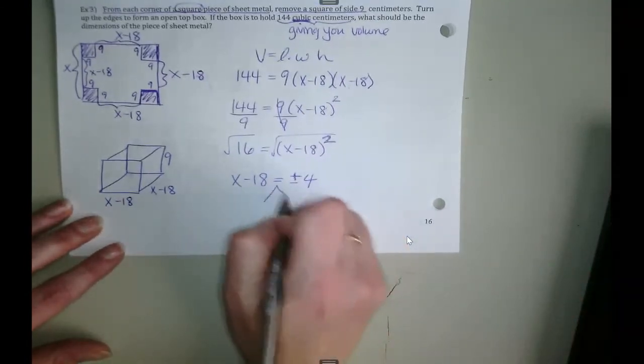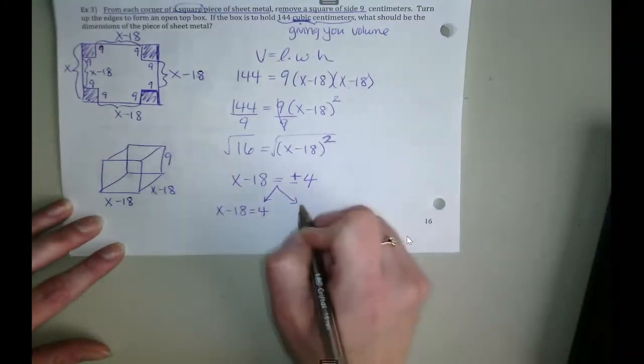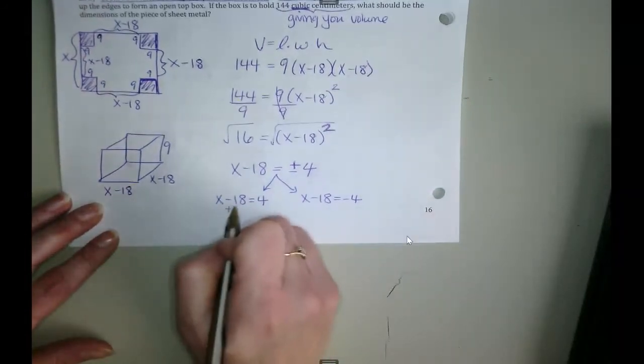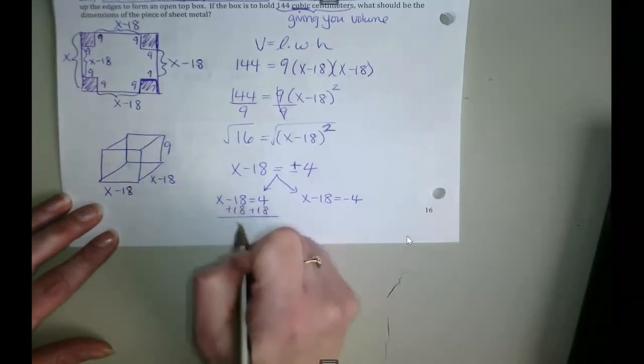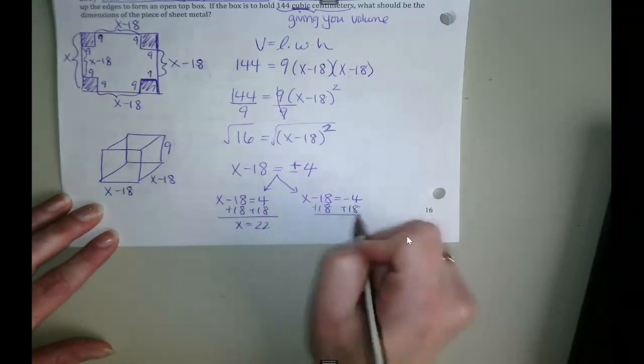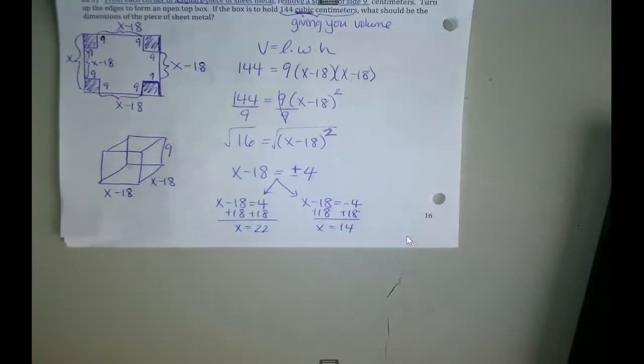And that sets up 2 cases. One is X minus 18 equals positive 4. The other one is X minus 18 equals negative 4. One of my answers is 22. One of my answers is 14. And you're like, wow, so there's 2 possible answers for this one?